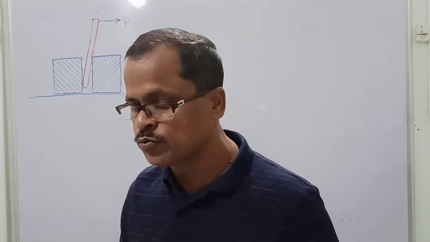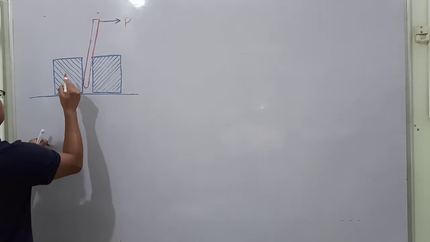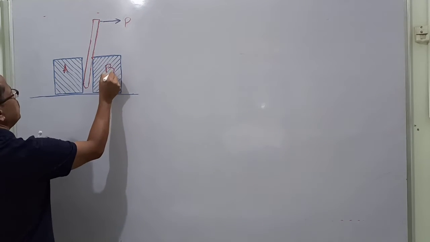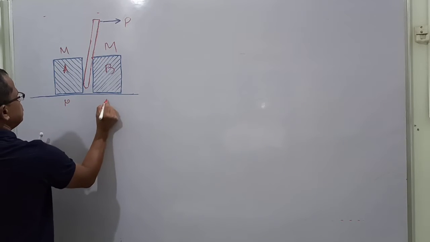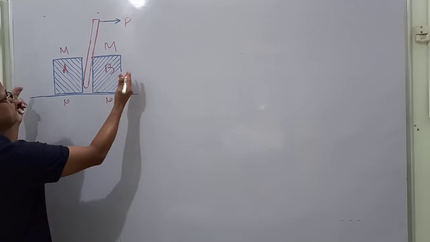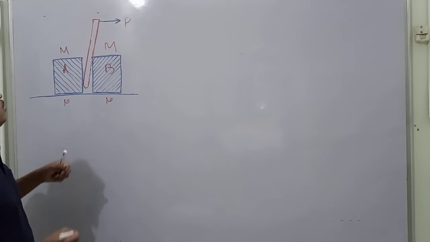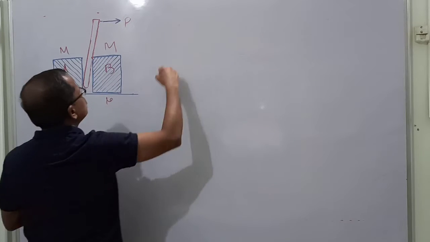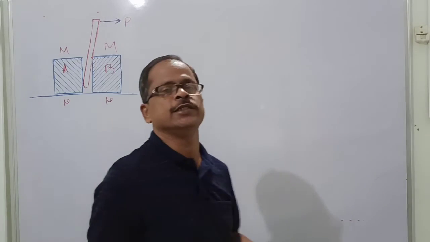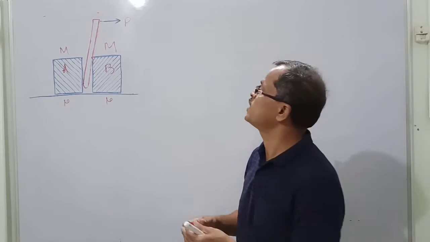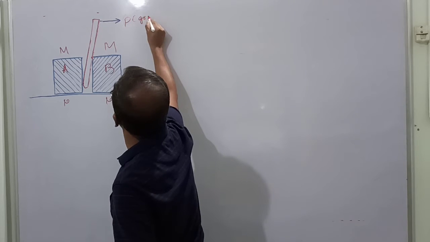Please note down. Now the question is, two blocks are there. This is block A. This is block B. Mass of both the blocks are same. The coefficient of friction is same. Now between the two blocks you push a rod. When you push the rod, this body will go to right and this body will go to left. The question is, which body will move fast? And this force P applied is a gradually applied force.